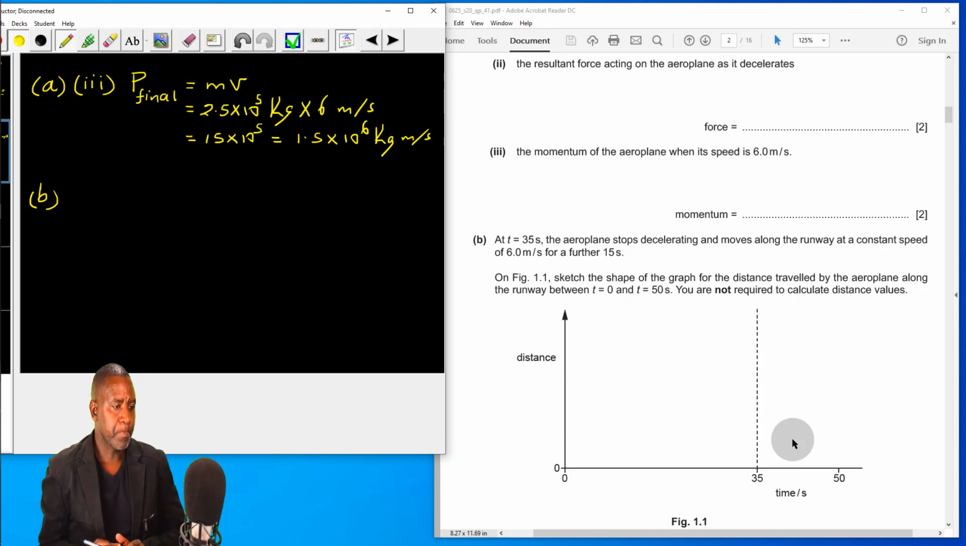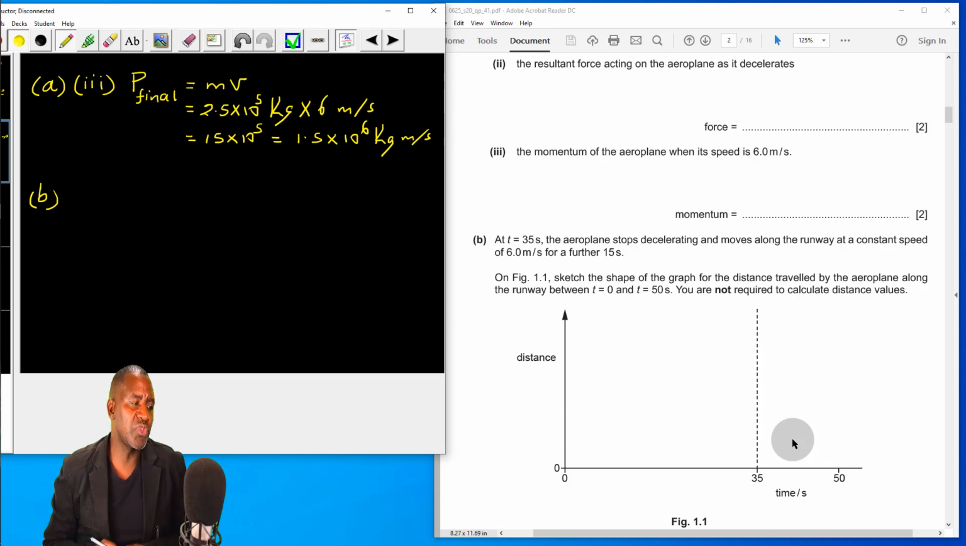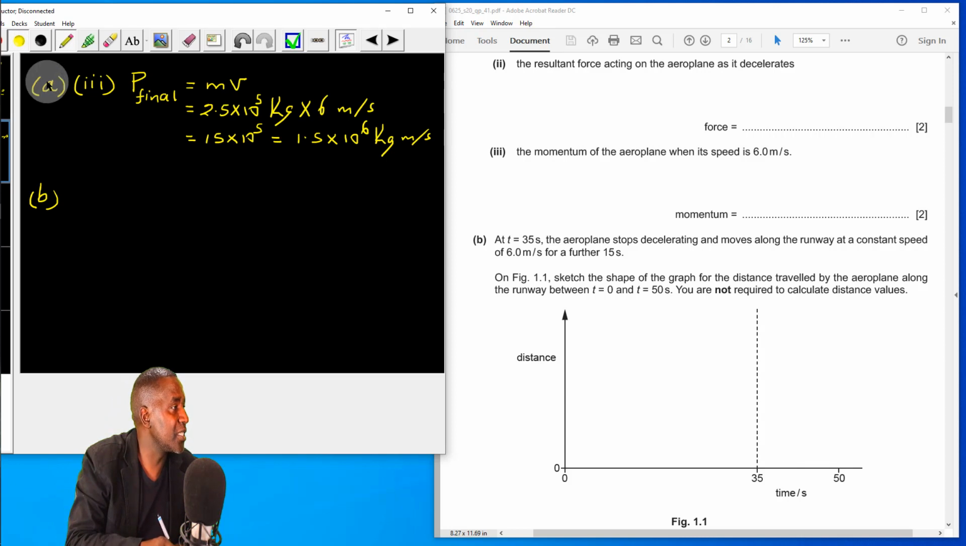So let's see, when t equals 0, its velocity was 62 meters per second. And when t equals 35, its velocity is 6 meters per second. So its velocity was decreasing. So let me just draw my axis over here.